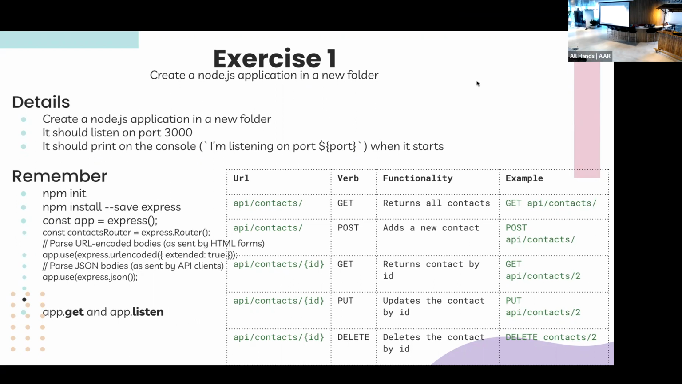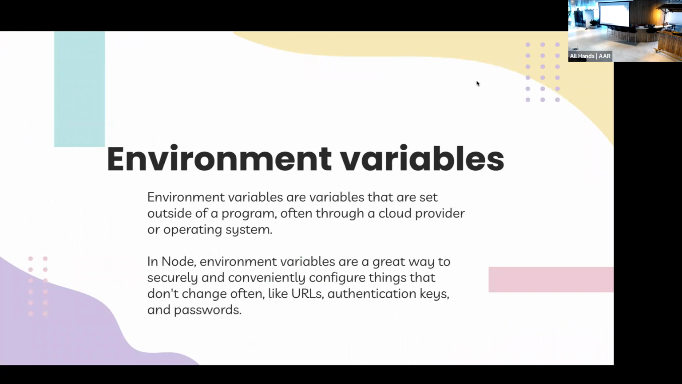So the next thing we want to talk about is environment variables. Environment variables are variables that can be changed in your application without you changing code. They are variables that are set outside of the program, often through the cloud provider or an operating system.